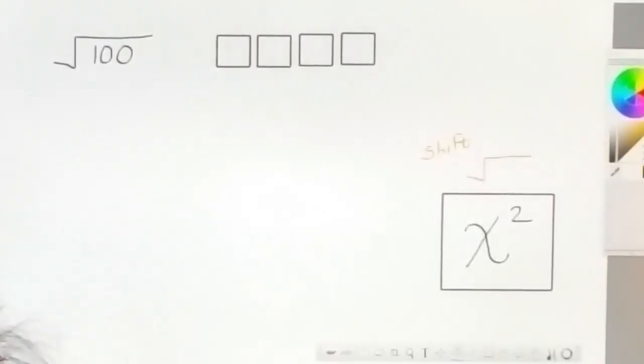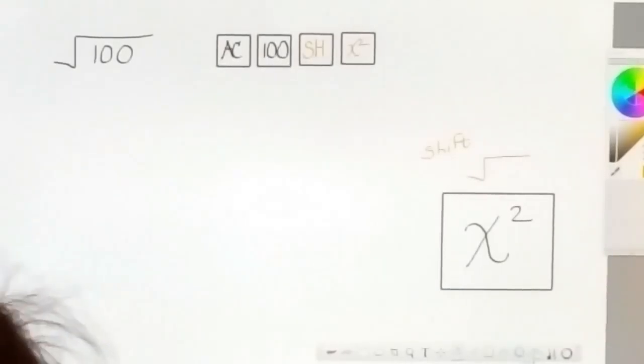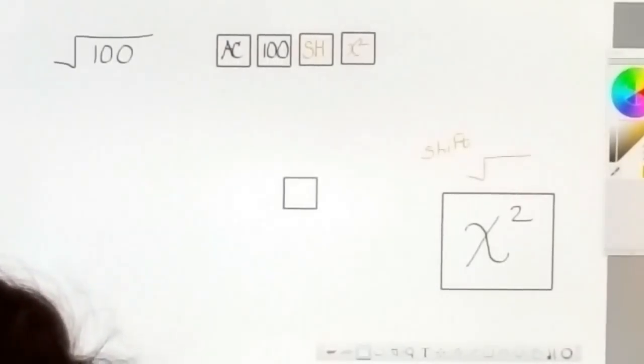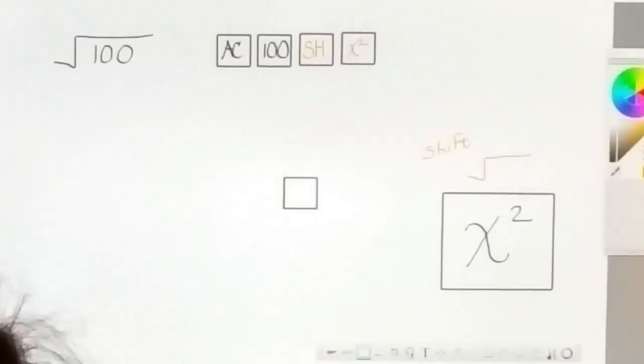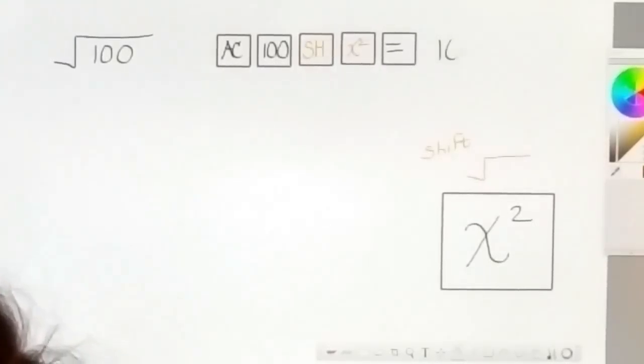So to do this problem, you would do all clear, put in your 100, and then press shift, because this is second function. So shift, and then the x squared key. And always, just for habit, learn to press equals. So the last thing I do is to press equal, and I will get 10.